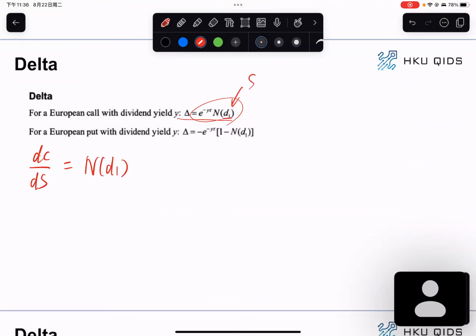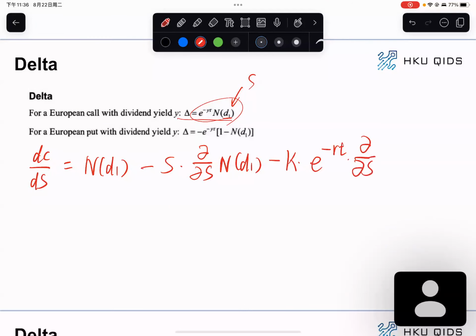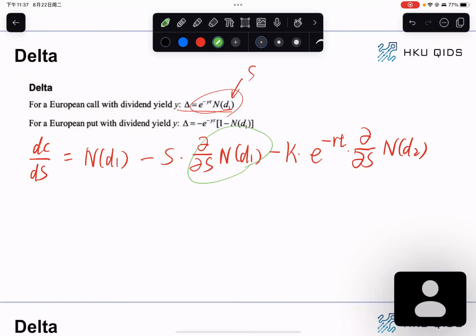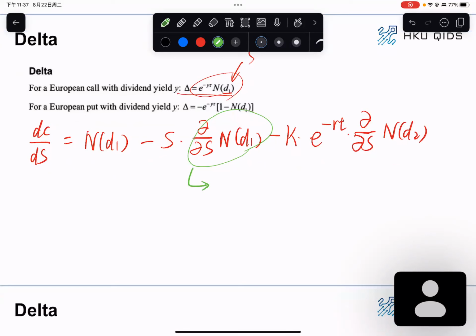So the original equation should be this, which is delta S N(d1) minus K e^(-rT) times the derivative of N(d2) with respect to S, and d2, okay? And actually we know this is going to be d1 N prime(d1), which is going to be 1 over S sigma times the square root of 2 pi tau, e to the negative d1 squared divided by 2.